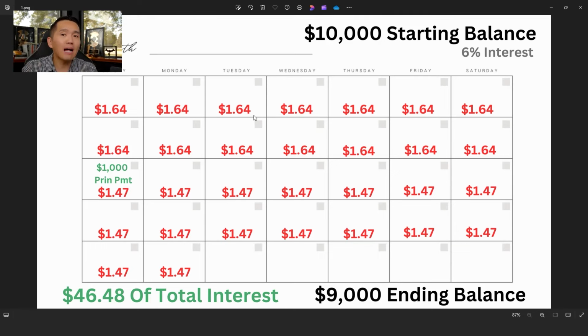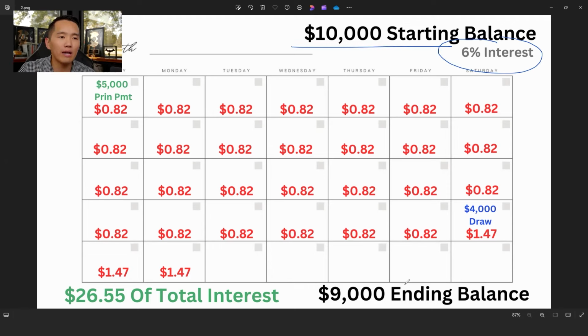paying down your HELOC. Okay, so I have a new illustration pulled up, a little bit different, and you'll notice right out of the gate, $10,000, so same exact balance starting out, same interest rate, and the ending balance is exactly the same. But take a look at this. We are only paying $26.55 of total interest. Well, how is that the case?